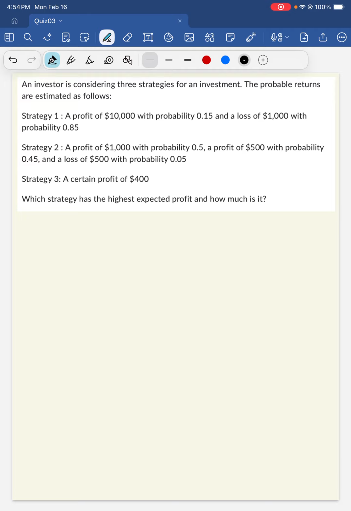So remember, we are going to calculate expected profit, and the definition of expected profit is the sum of probability weighted profits, right? So let's do one by one. First, strategy 3 is the easiest. Strategy 3 is a certainty, so its expected profit is definitely just $400, nothing to do. And let's do strategy 2.